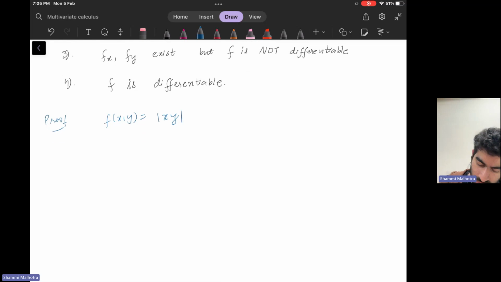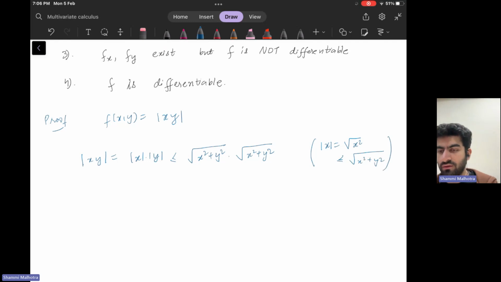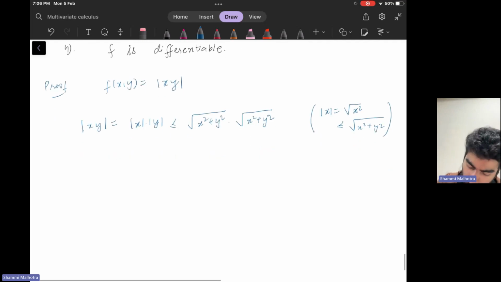So if I see this thing, mod of xy, this can be written as mod x times mod y, and eventually we can write this as less than x square plus y square times x square plus y square. Because mod x can be written as square root of x square, and this thing is always less than or equal to x square plus y square. And likewise, we can do the same thing for the others. We have seen these types of calculations in week 1, so there's no need to explain too much here.